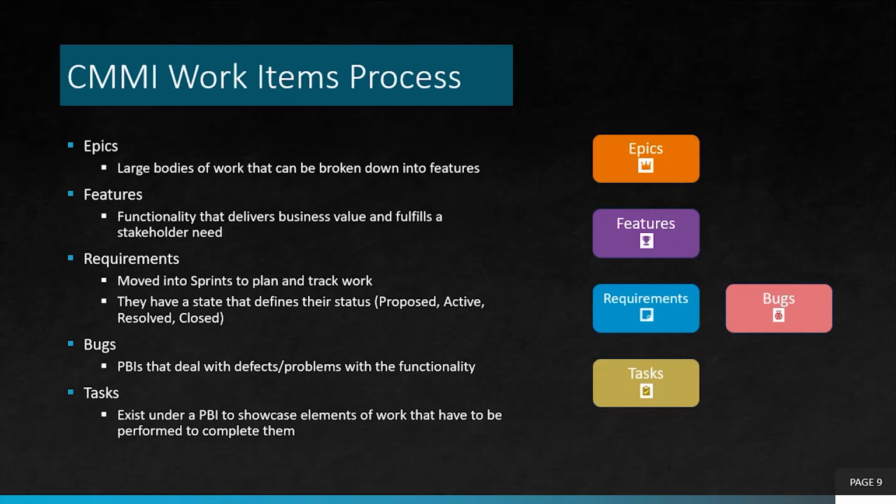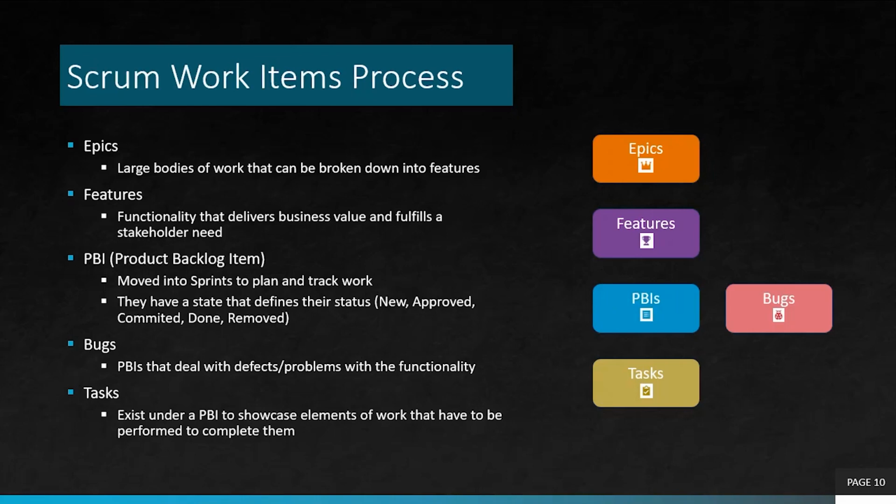So let's go into the last one that we have available, which is the Scrum work item process. In this work item process, once again, it's pretty similar to the Agile and CMMI, but the user story is named a PBI, or a product backlog item. And it works the same way. You have the epic that breaks down into features, that breaks down into PBIs, and the PBIs are what you move into the sprint to plan and to track the work. But their state can be new, approved, committed, done, or removed.